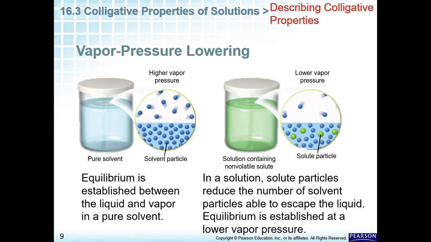Etong sample natin. Equilibrium, pag hindi siya yung solvent mo, hindi siya masyado nag-vapor. In a solution, solute particles reduce the number of solvent particles able to escape the liquid. Equilibrium is established at a lower vapor pressure. Di ba doon sa tea example ko kanina? Ibig sabihin, ang tea mo, mas matagal siyang vaporize kesa sa normal water. Kasi marami na siyang molecules na nakapaloob sa kanyang water.